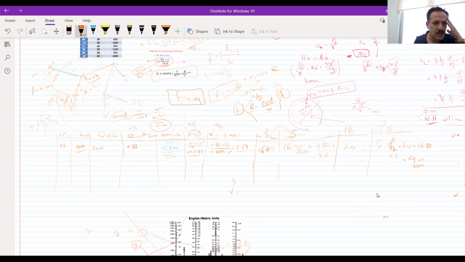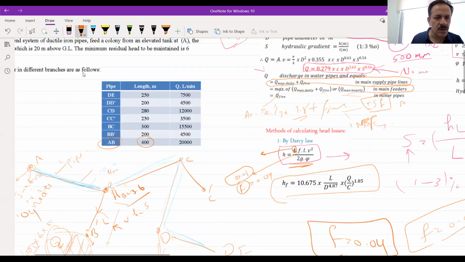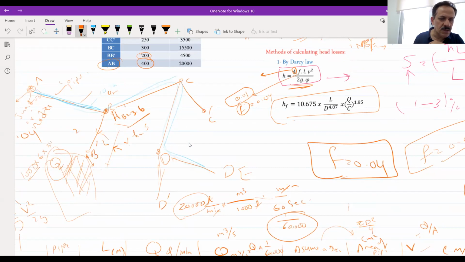Now, I will go with the second part of the pipe. Here's the second part. So we have now the pressure at B as 4 meters. I want to see how much the head loss will be from B to B prime. For BB prime, we have the length as 200 meters and the flow Q is 4,500 liters per minute, right?